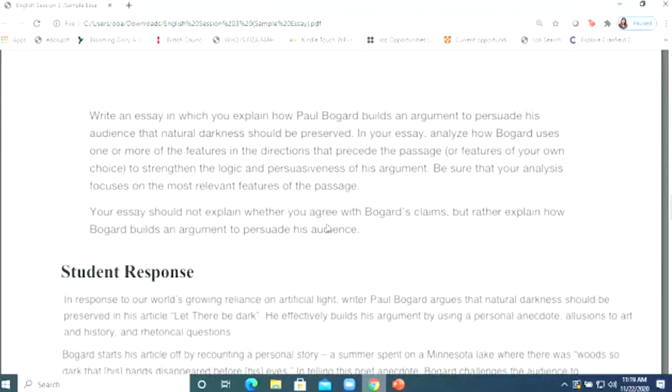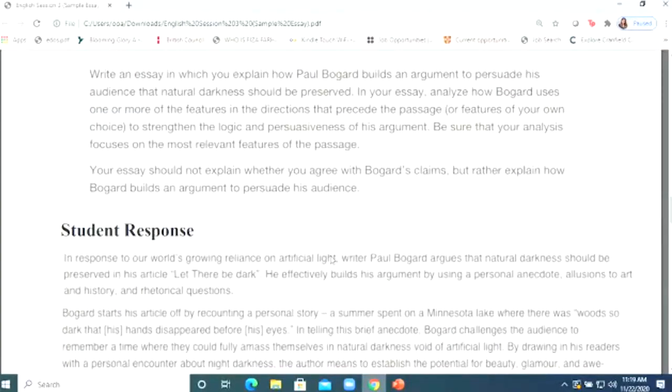Your essay should not explain whether you agree with Bogart's claims, but rather explain how Bogart builds an argument to persuade his audience. Now, this is one of the most important lines that I would want to stress on. Your essay should not explain whether you agree, whether you believe Bogart's claims, but rather it should explain how the author has built an argument to persuade his audience.